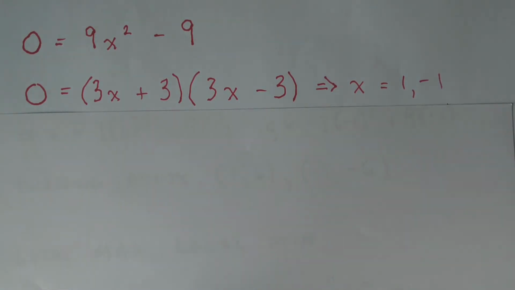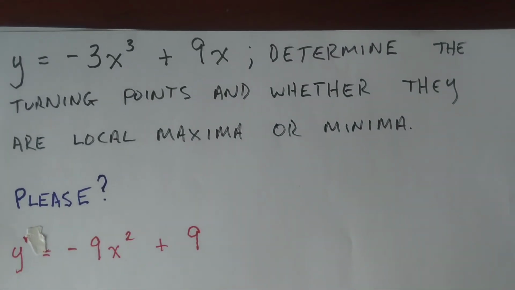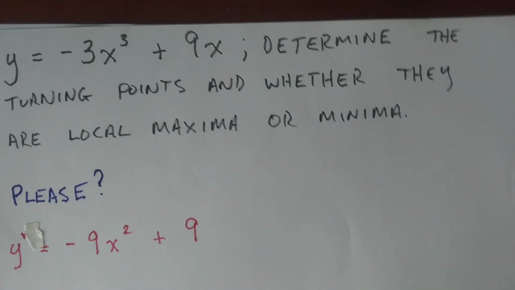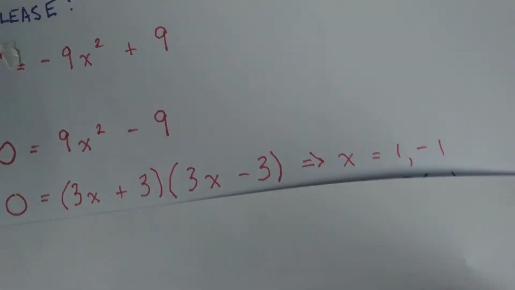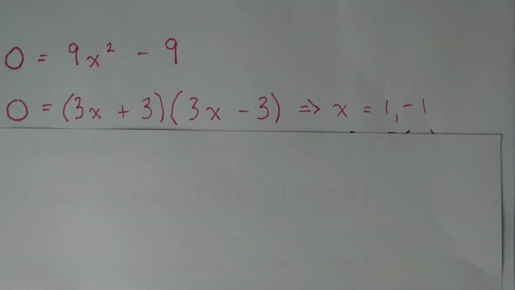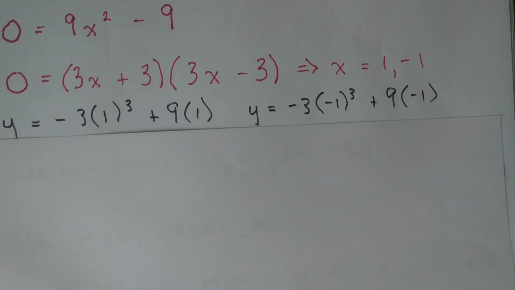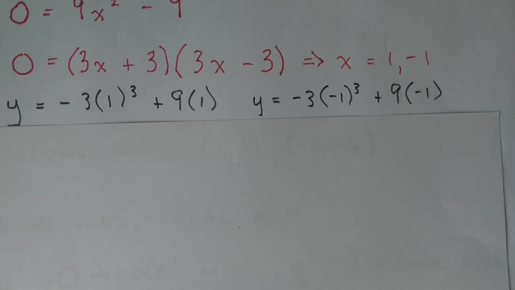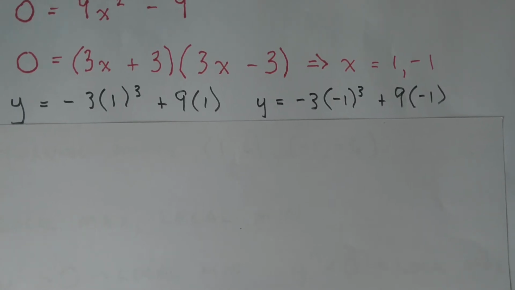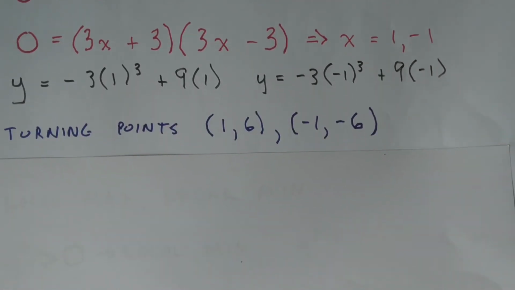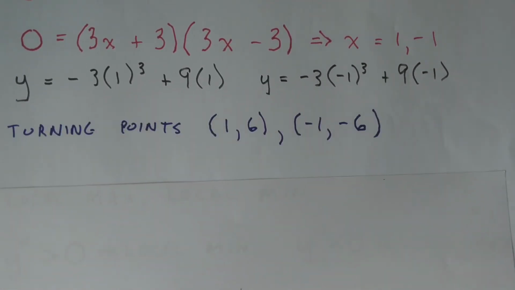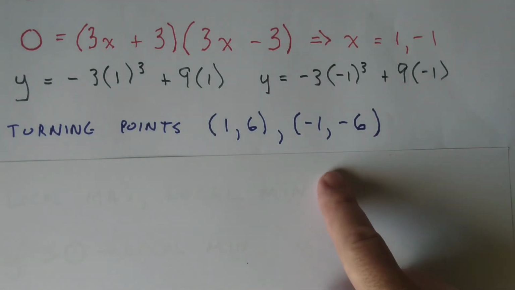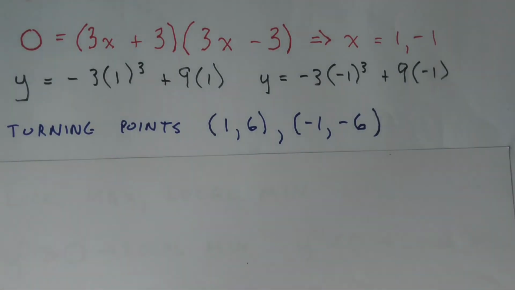And now remember, when you have these, you're going to put them back into the original equation, which is here. So we're going to come back down here, and then we're going to proceed. We put them back into the original equation. We're finding coordinates. Remember, coordinates are in 2 dimensions, and they're defined by 2 variables, an x and a y. And the turning points are here. So 1, 6 and -1, -6.